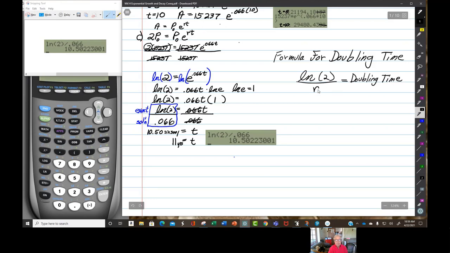R is written as a decimal. R is always written as a decimal when you try to calculate with it, except for the very last problem. It's nice to be inconsistent sometimes.